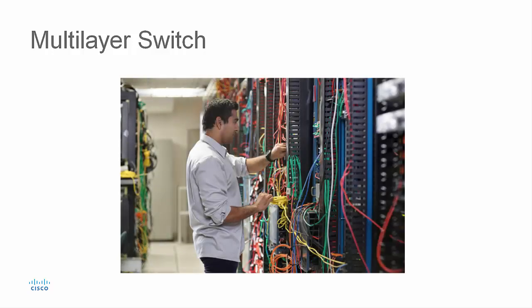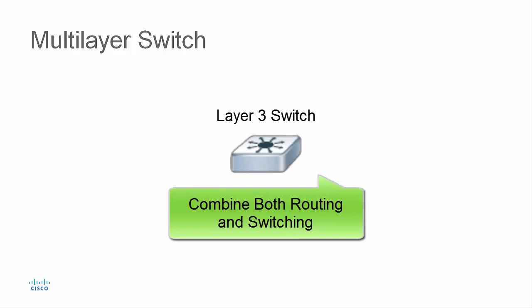As the enterprise infrastructure has evolved, so have Ethernet switches and routers. Multi-layer switches, which combine both routing and switching functions, have become increasingly popular. A multi-layer switch, commonly called a layer 3 switch, is a high-performance solution that provides an ideal core or distribution layer function in the enterprise.